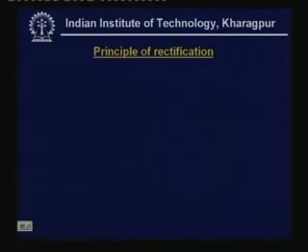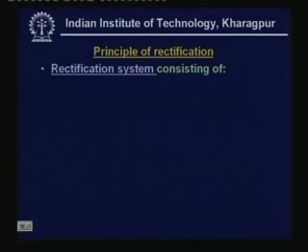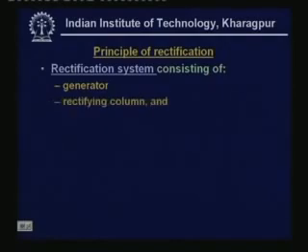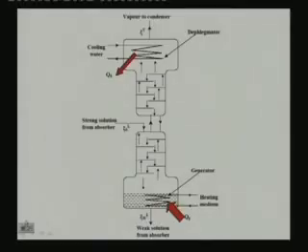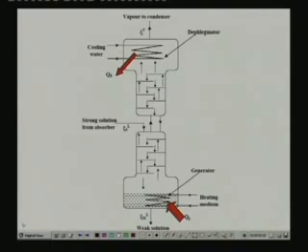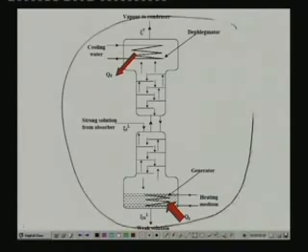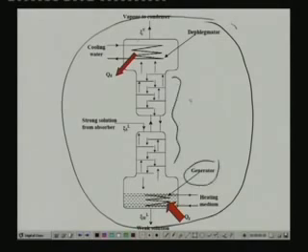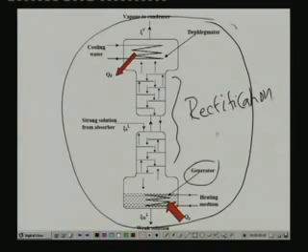Now let me explain the principle of rectification. As I explained already, the rectification system consists of a generator, a rectifying column and a deflagmator. Let me show the schematic of it. You can see that the whole thing is your rectification system. It consists of 3 components: the generator, this rectification column, and a deflagmator. Deflagmator is at the top of the rectifying column, and heat is supplied to the generator.